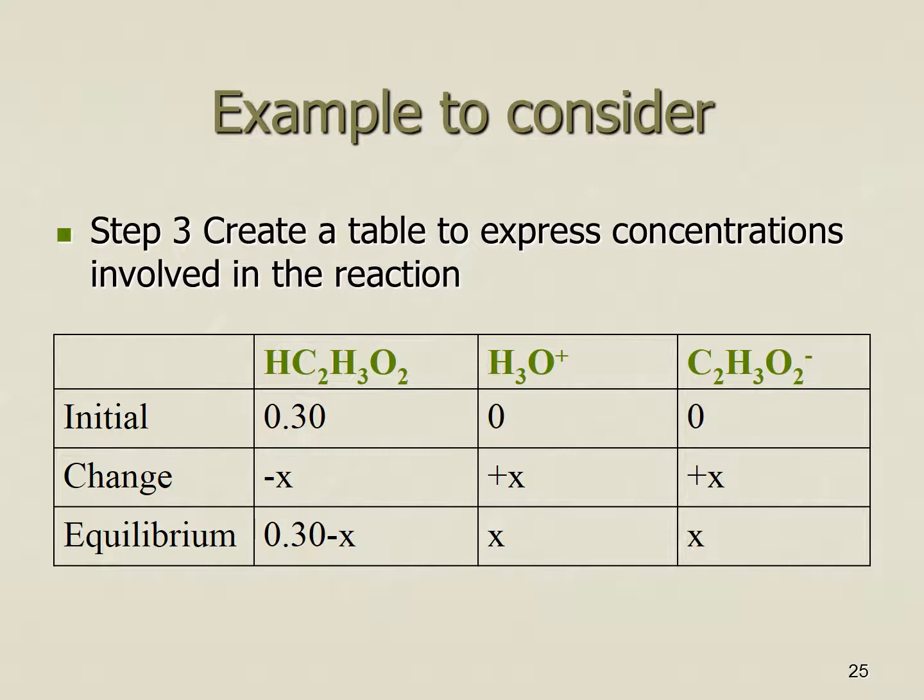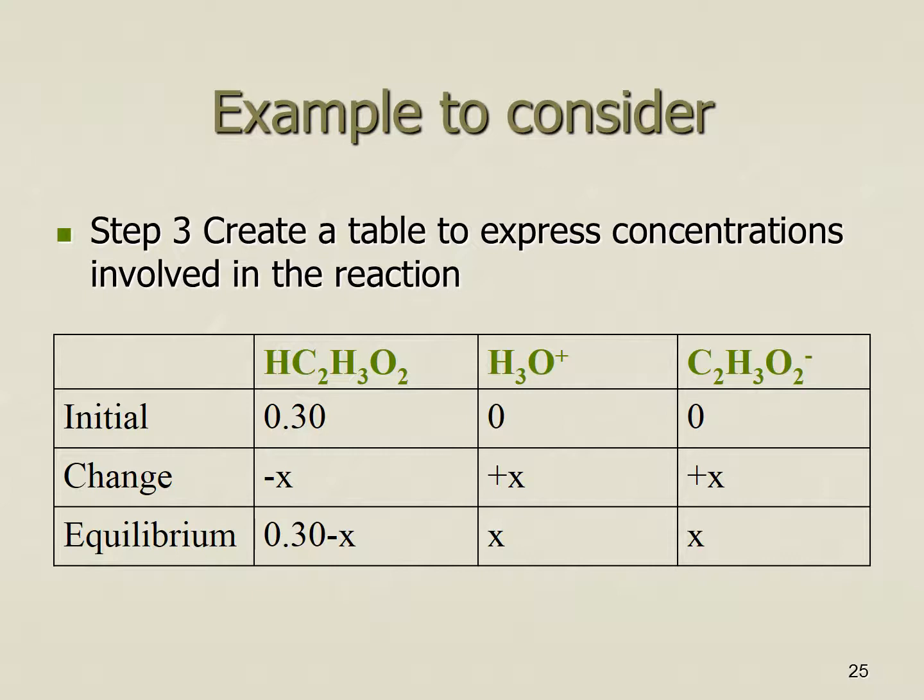So again, your initial concentration of your acid is 0.3. Your H3O plus is 0 because it has not come to equilibrium yet. Your C2H3O2 negative is also 0 because the reaction hasn't occurred yet. During the reaction, some of the acetic acid will break apart. We're going to call that amount X. The good thing is that if one acetic acid breaks apart, we get one H3O plus and one acetate ion. And so if X breaks apart, then we get X H3O plus and X acetate ion. So they're all one X's.